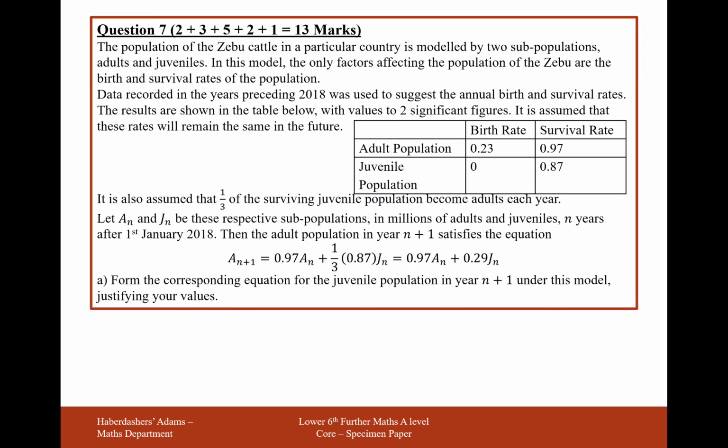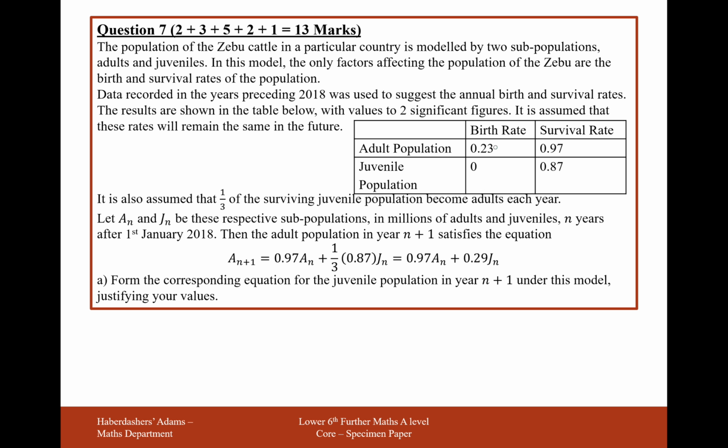So it's a big wordy one, this one, so we're going to have to read through this text and pick out the important bits of information. The population of the zebu cattle in a particular country is modelled by two subpopulations, the adults and the juveniles. In this model, the only factors affecting the population are the birth rate and the survival rate of the population. Data recorded in the preceding years to 2018 was used to suggest the annual birth rates and survival rates. The table below shows this information.